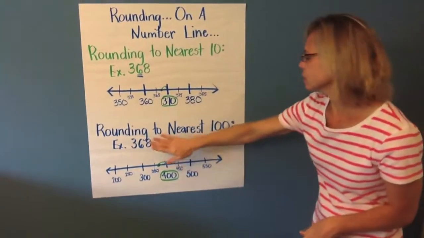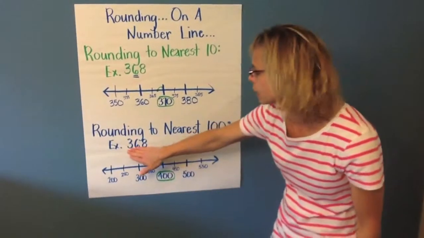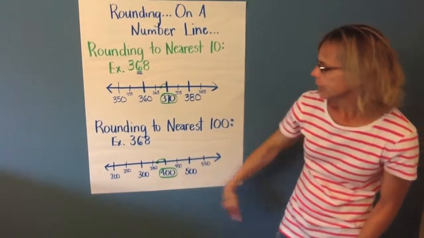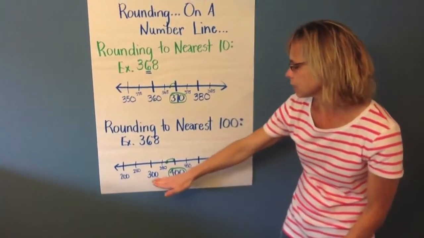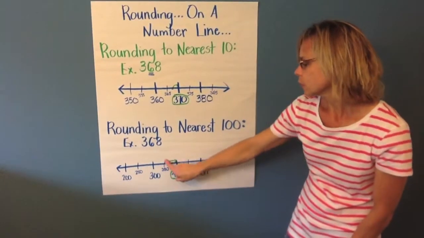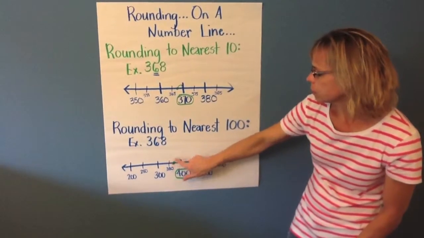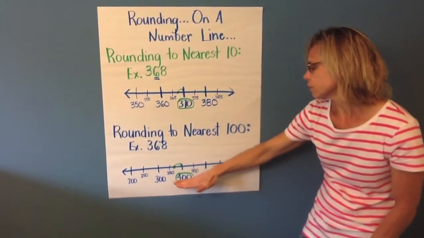This number can work to the nearest 100 as well. What two hundreds does 368 fall in between? Plotting it on a number line, it is between 300 and 400. What is halfway between 300 and 400? 350. Where does 368 fall on the number line? It's greater than 350, therefore it rounds to 400.